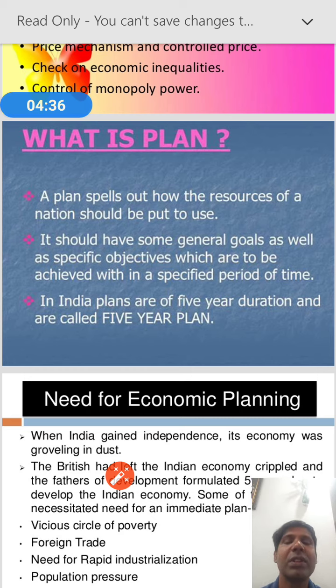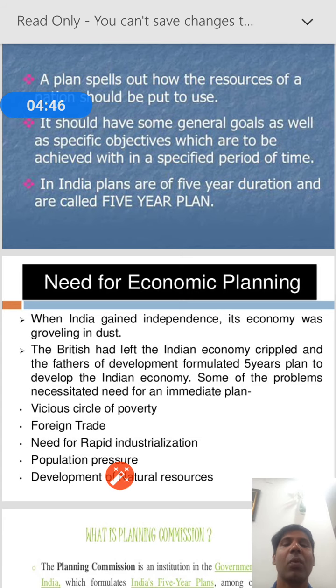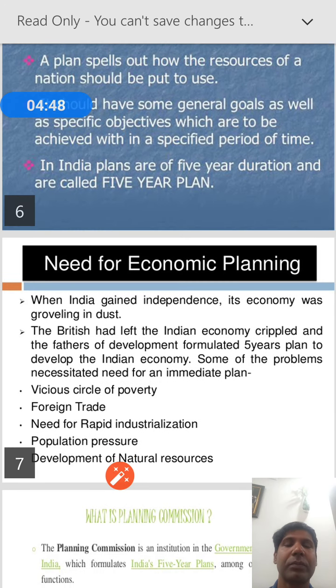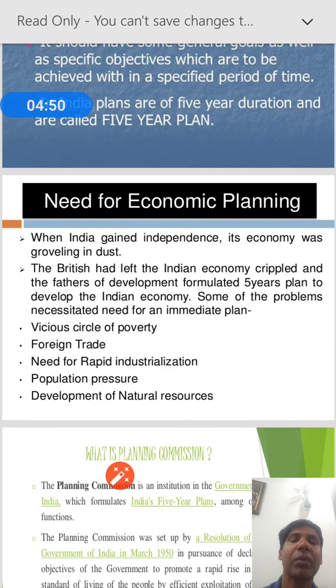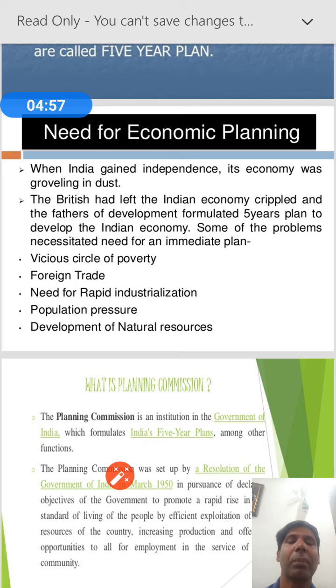Indian plans are for 5 years. Indian plan for how many years? 5 year plans, we are treating that. What is the need of economic planning? Because we are learning from the Soviet Union how to utilize the resources in a maximum way, and how to develop that.